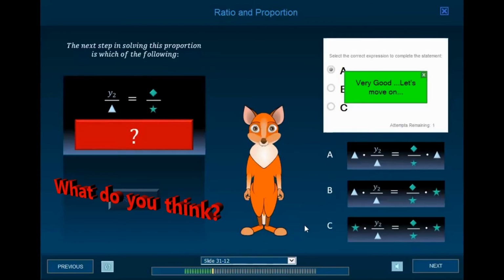Very nice. Answer choice A is the next step in solving this proportion.